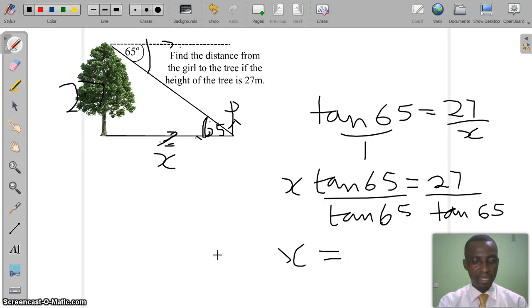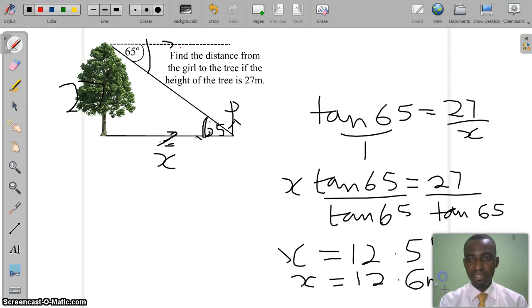So from the calculator, I have 12.590306. So maybe to the nearest meter, or we can say to one decimal place. If it's one decimal place, we get 12.6 meters, or to the nearest meter, we will say 13 meters. So that is how this question can also be solved.